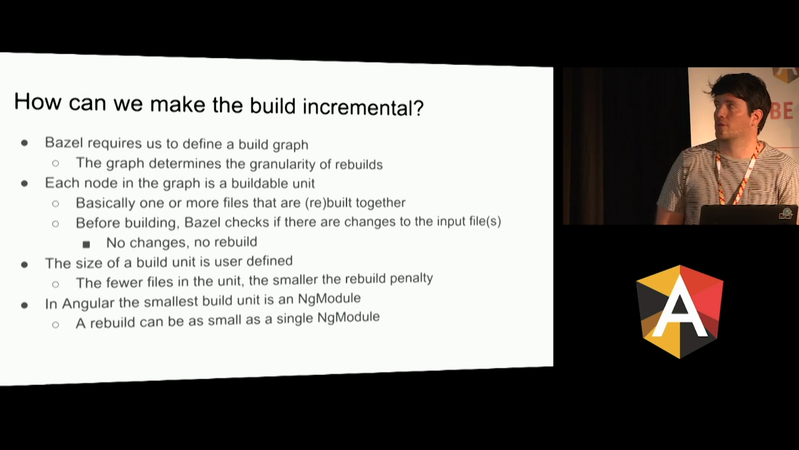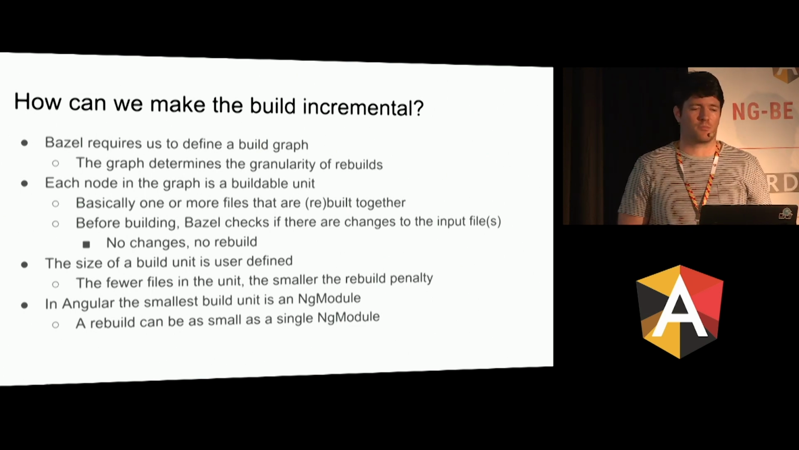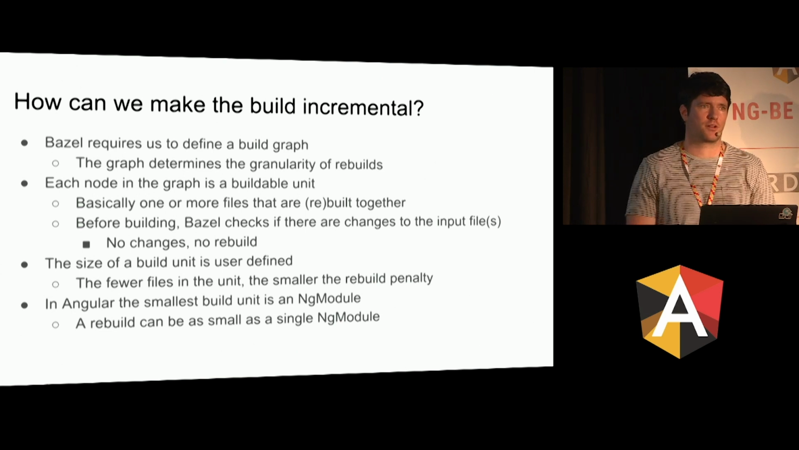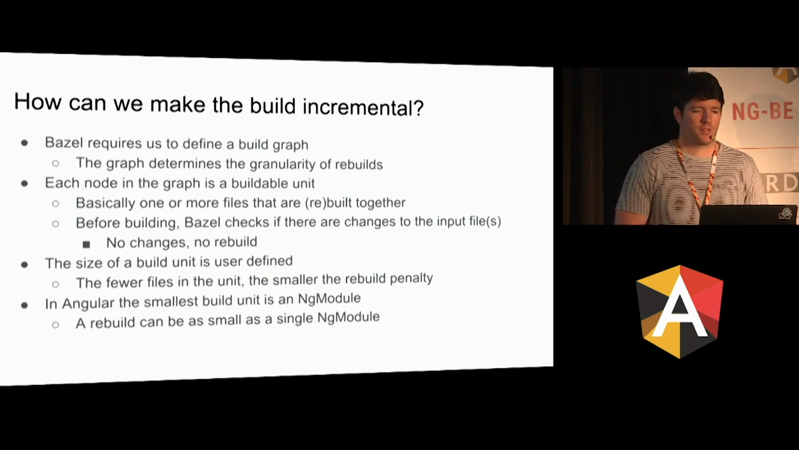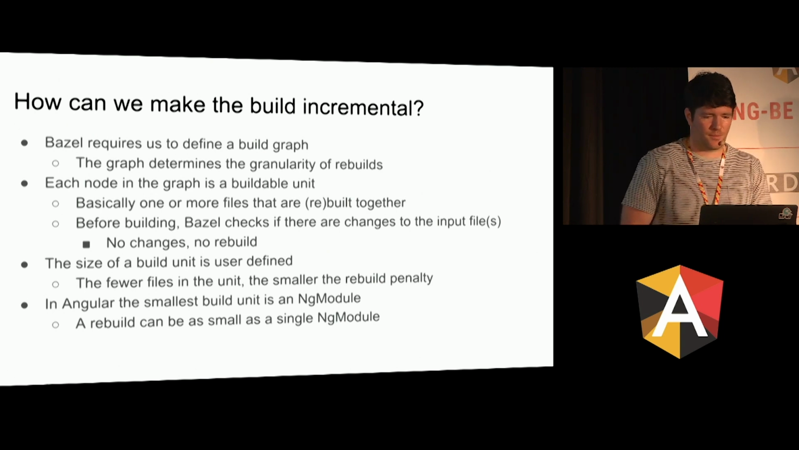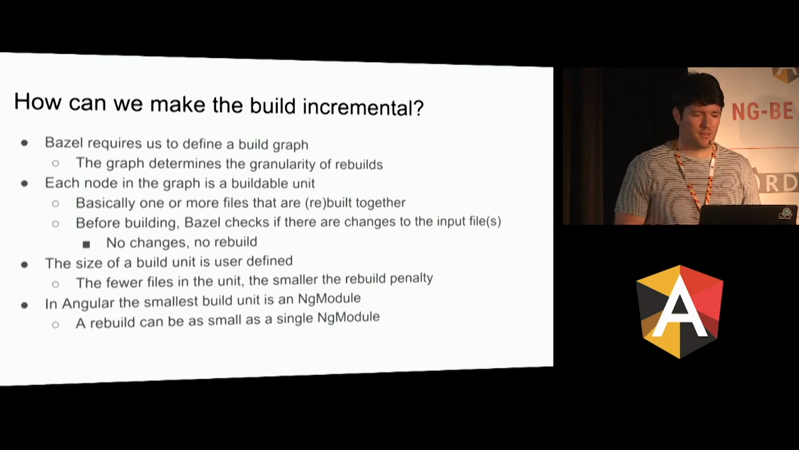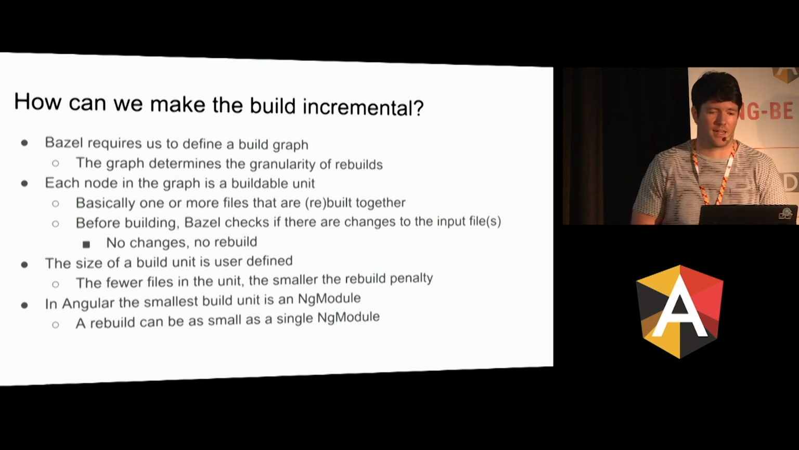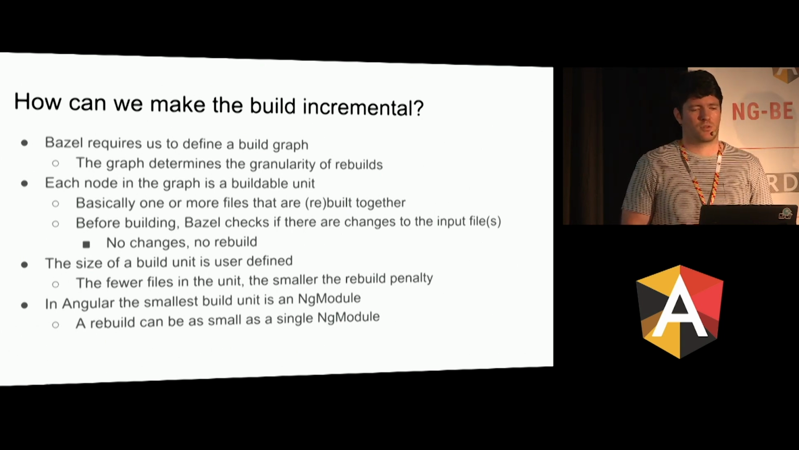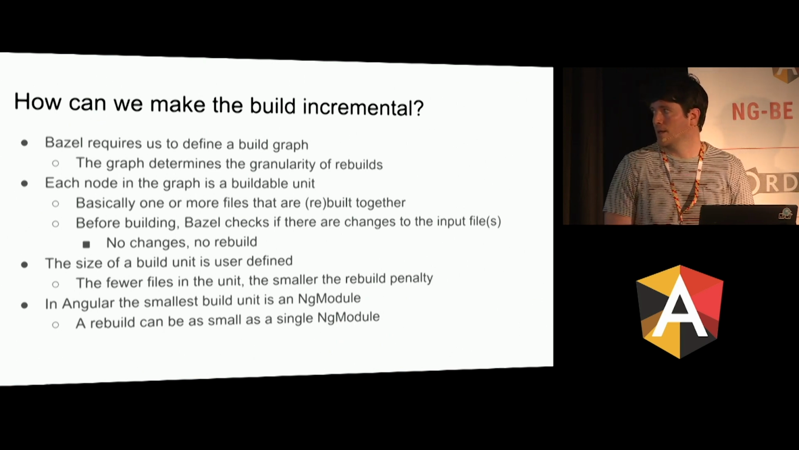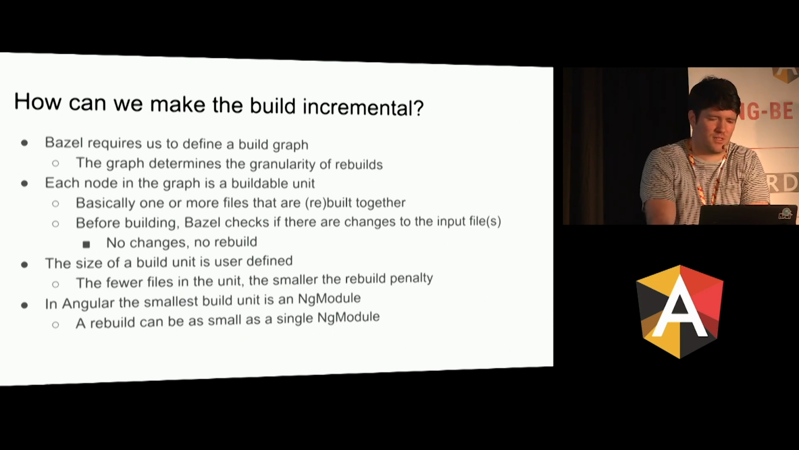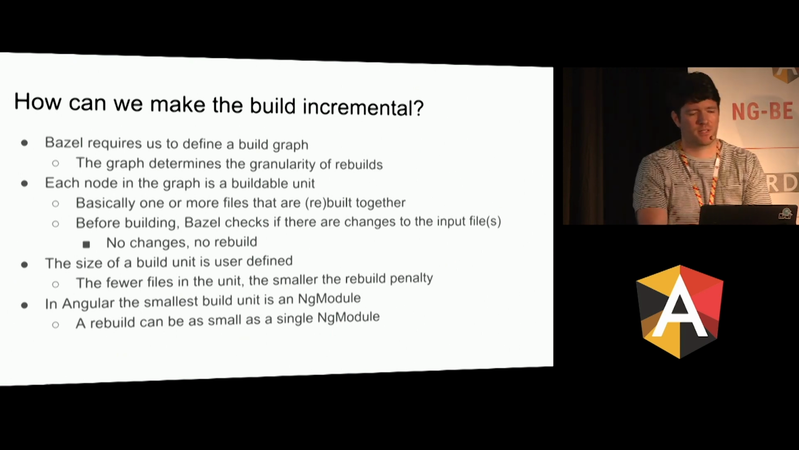So how do you make the build incremental? Bazel requires us to define a build graph, and the graph determines the granularity of the rebuilds. Each node in the graph is a buildable unit, basically one or more files that are built together. Before building, Bazel will check to see if there are changes to any of the input files, and if there are no changes, it doesn't have to rebuild that code. The size of a unit is user defined, but the fewer files in the unit, the smaller the rebuild penalty will be. In Angular, the smallest build unit is an ng module. That means that your rebuilds can be as small as a single ng module.